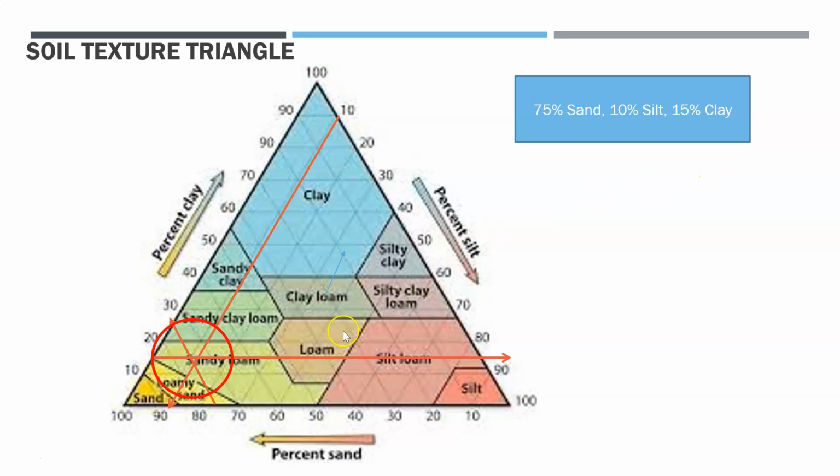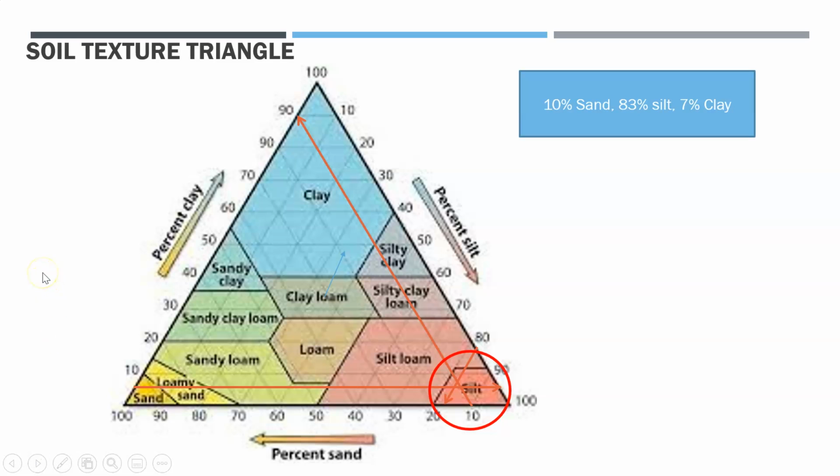You'll see that as you get outside of just pure loam, with a little bit more silt, we get silt loam, then we get clay loam, then we get sandy loam. And all of these have different properties based upon how you plan to use it.